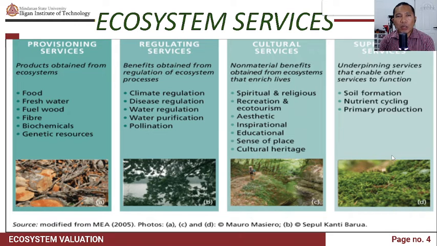Now, let me talk about the ecosystem services. There are actually four: provisioning, second is regulating, third is cultural services, and the last one is the supporting services. So the provisioning services are the products obtained from the ecosystems, like the food and fresh water. We also get fuel, wood, fiber, biochemicals, and genetic resources that are provided by the fauna and the flora. And the regulating services are the benefits obtained from the regulation of these ecosystem processes, like climate regulation, disease regulation, as well as water regulation, water purification, as well as pollination.